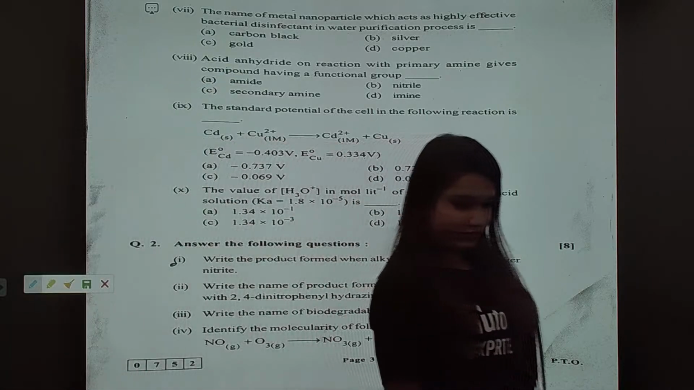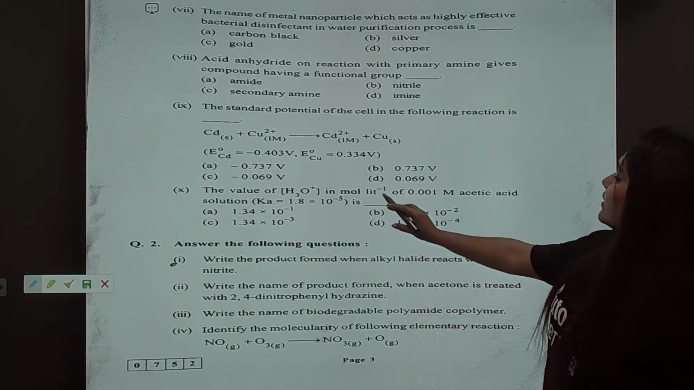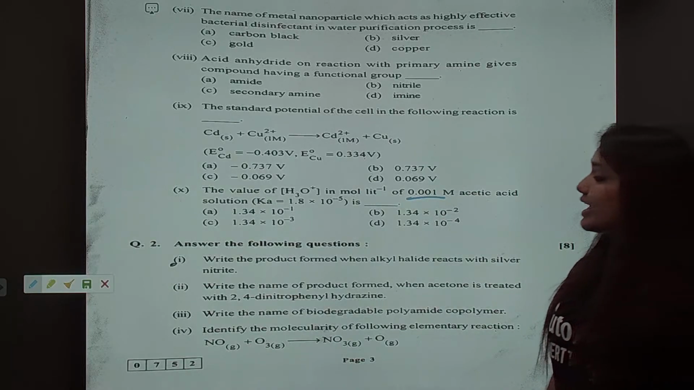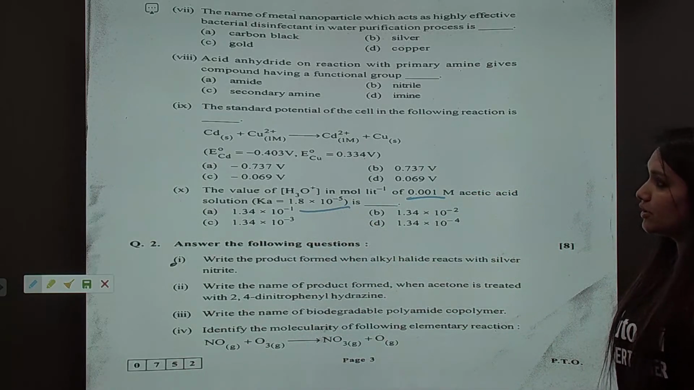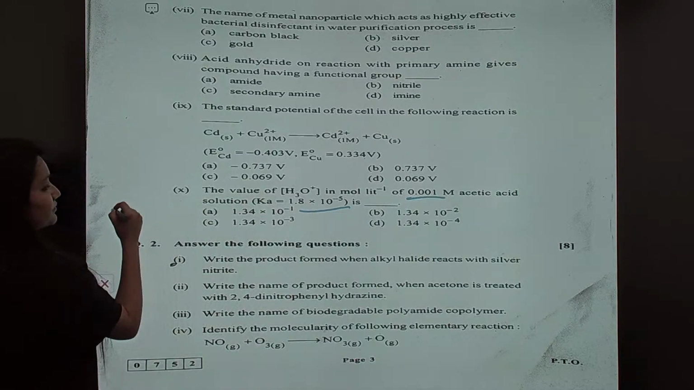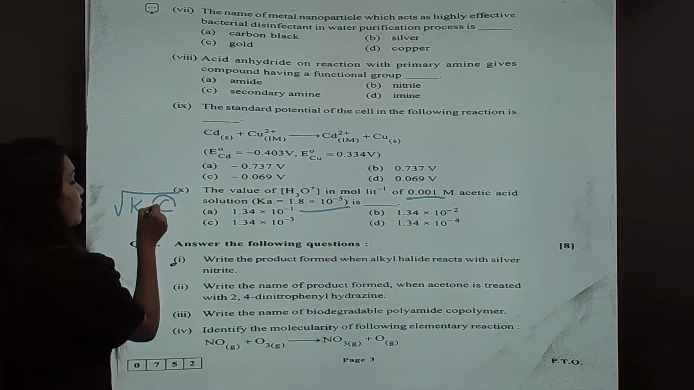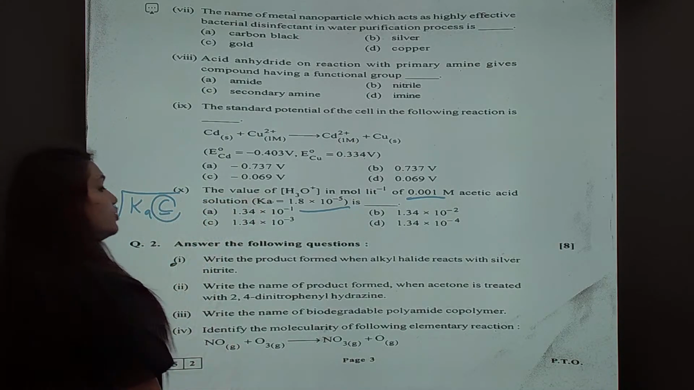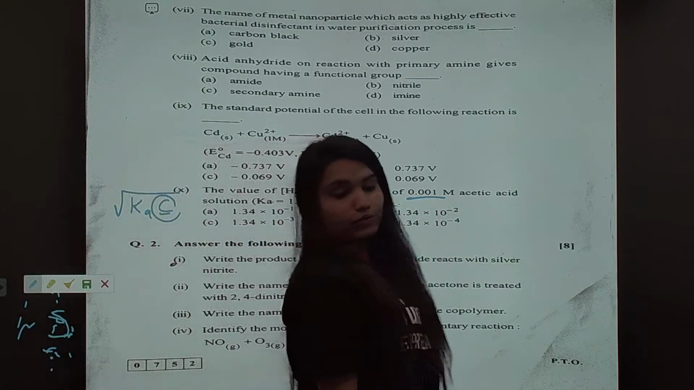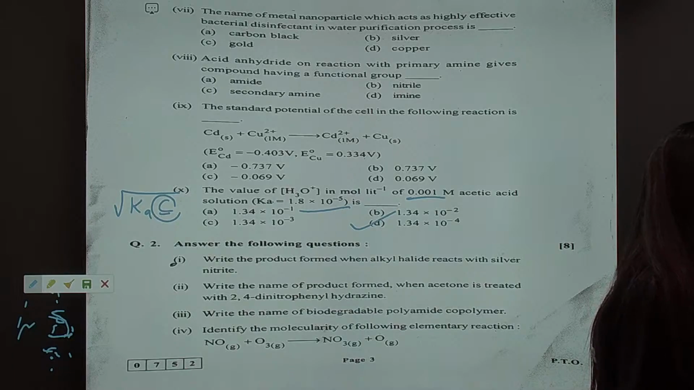Now let's move on to question number 10. The value of H plus ion concentration in moles per liter of 0.001 molar acetic acid solution, and they have given you the acid dissociation constant, which is Ka. So if I have to figure out the value, if you remember the formula, it is going to be under root of KaC, right? You simply have to calculate this, the value of K is given to you, and your answer will be option D. So these are the 10 MCQs that were given to you. I hope this is clear. We are done with the MCQs here.